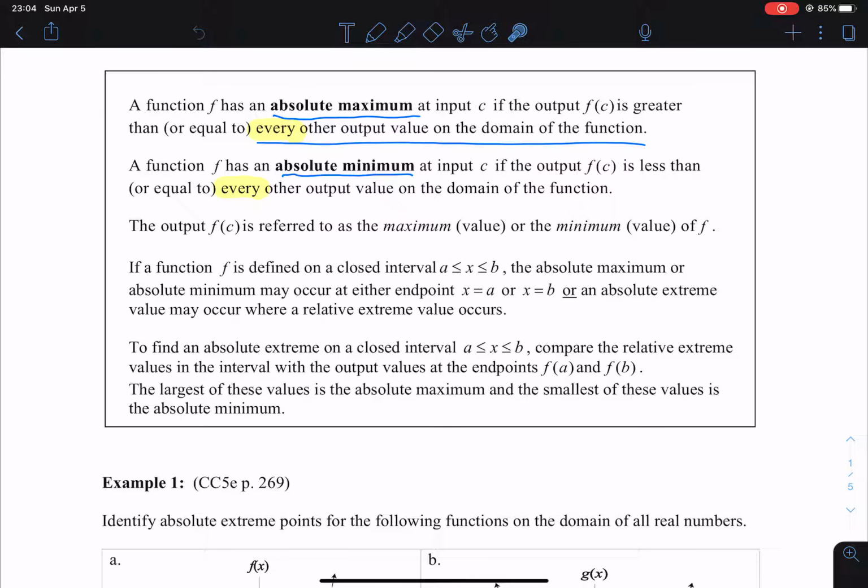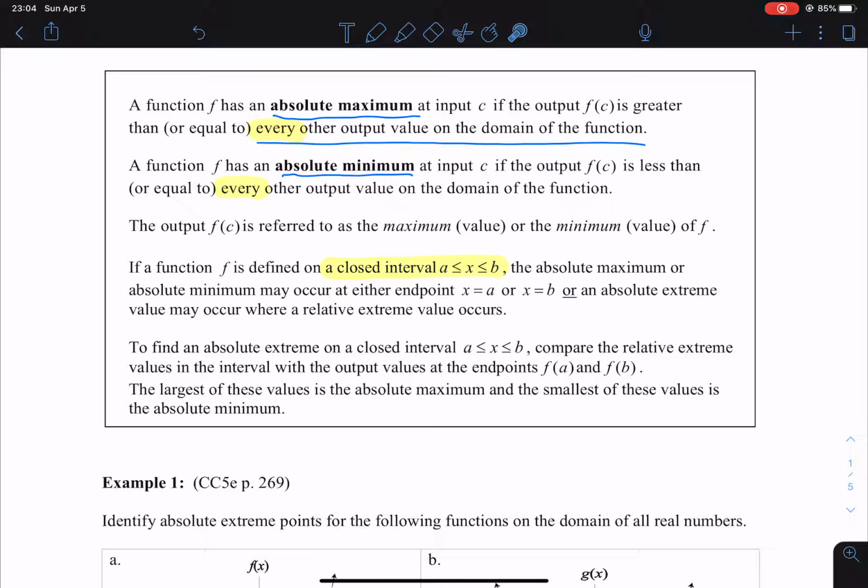So next one, right here. If a function f is defined on a closed interval. So for closed interval, we use this notation. This one means x is greater than or equal to a, so that means a is also in our domain. This is a closed interval.